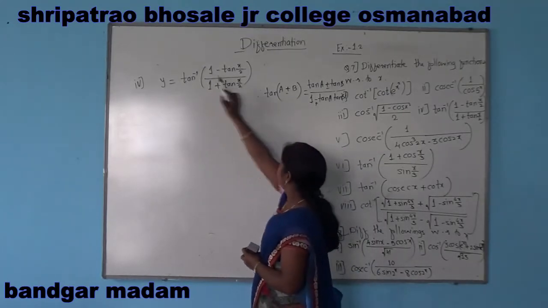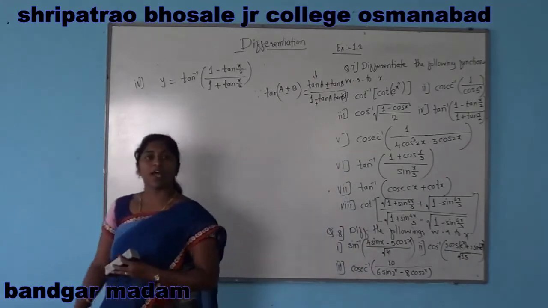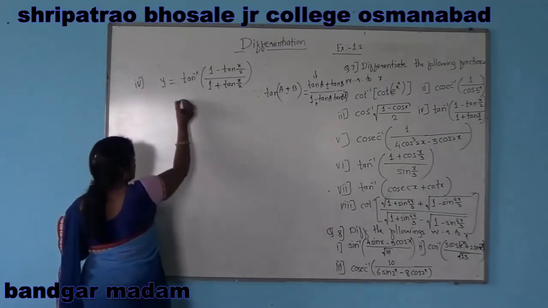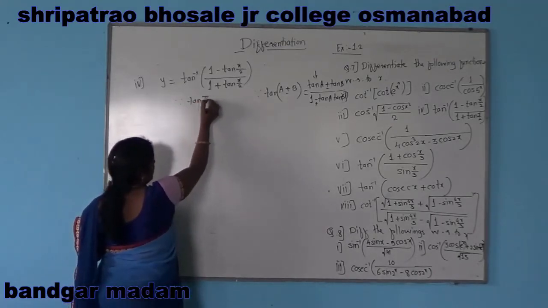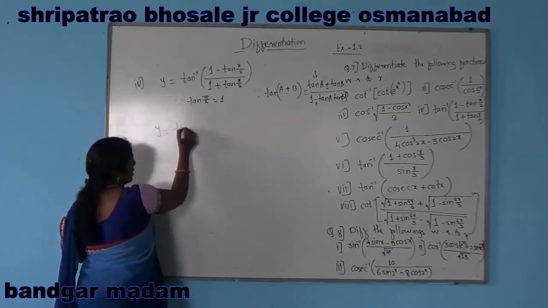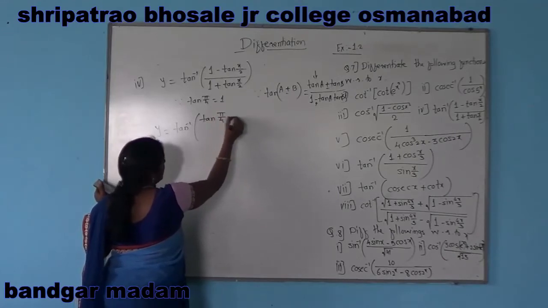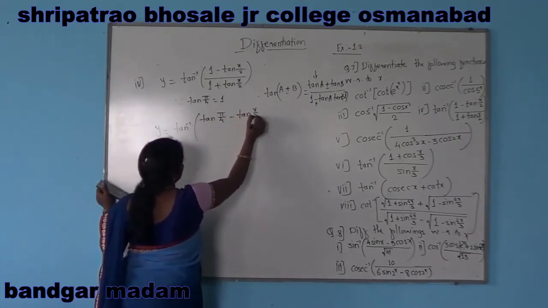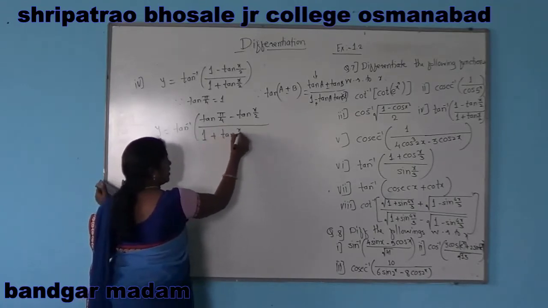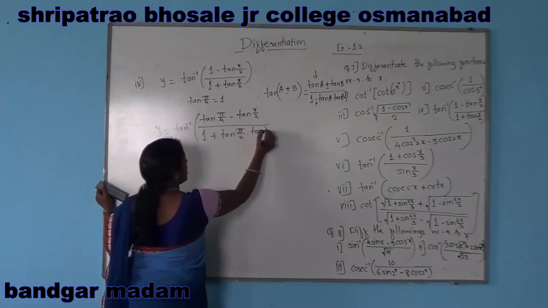Now 1 can be converted into tan form. Since we know that tan of pi by 4 is equal to 1, we can write this form as tan inverse of tan pi by 4 minus tan x by 2 upon 1 plus tan pi by 4 into tan x by 2.